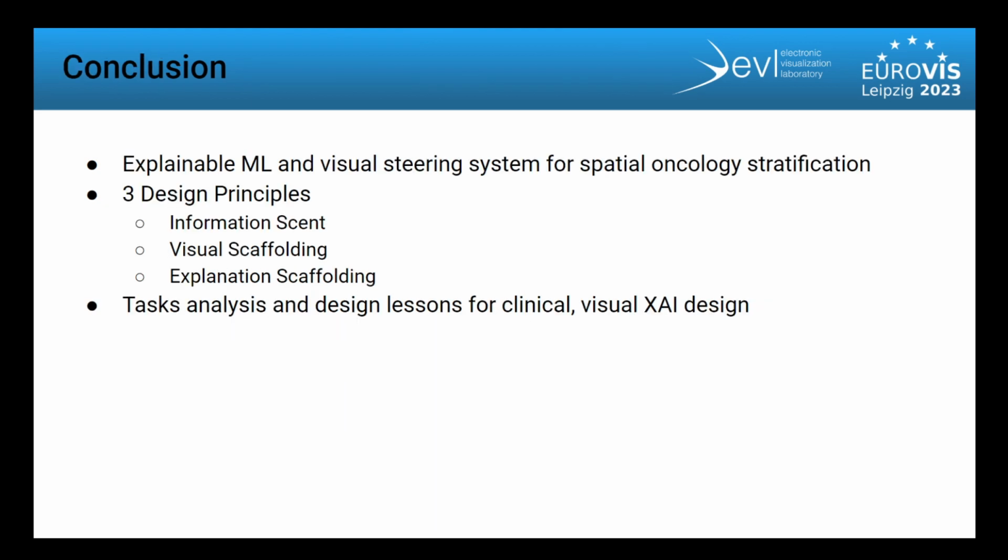In conclusion, we have presented a machine learning and visual steering system for the symptom modeling of spatial oncology data. Our design relies on 3 main principles. 1. Information sent to guide model development. 2. Visual scaffolding to help bridge information gaps between domain expert knowledge and our novel encodings. 3. Explanation scaffolding to tie our more complex models to those that our collaborators have more experience with. In addition to our interface, our paper presents a task analysis of explainable model building alongside clinical experts and lessons learned from our years-long collaboration. We hope that these findings will help future designers create better and more trustworthy models in high-stakes settings.